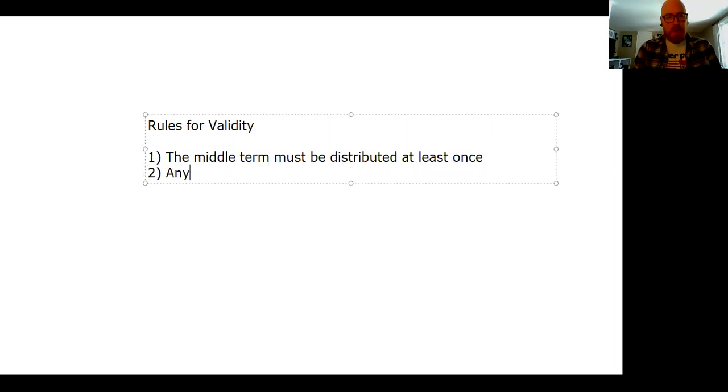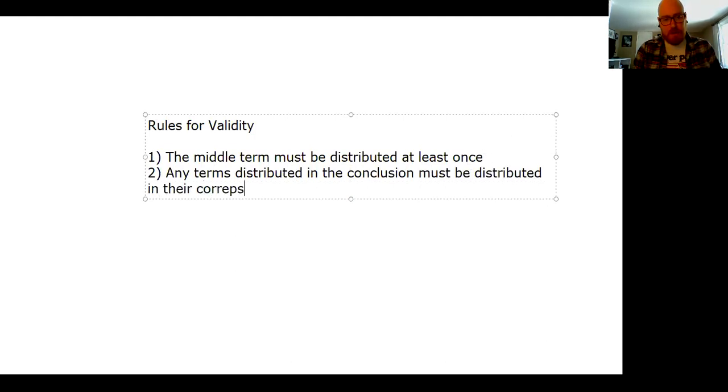Two, any terms distributed in the conclusion must be distributed in their corresponding premise. So if the minor term is distributed in the conclusion, the minor term must be distributed in the minor premise. If the major term is distributed in the conclusion, the major term must be distributed in the major premise.